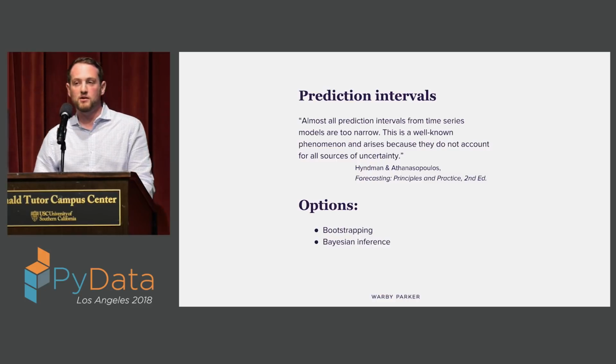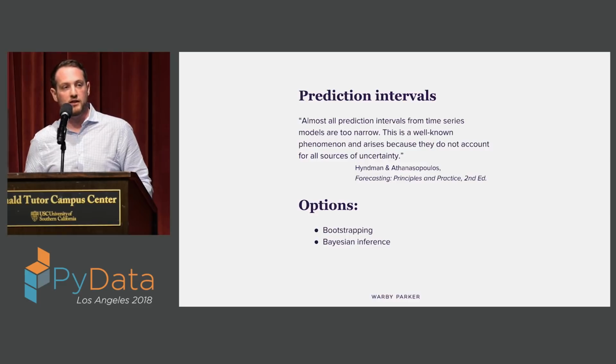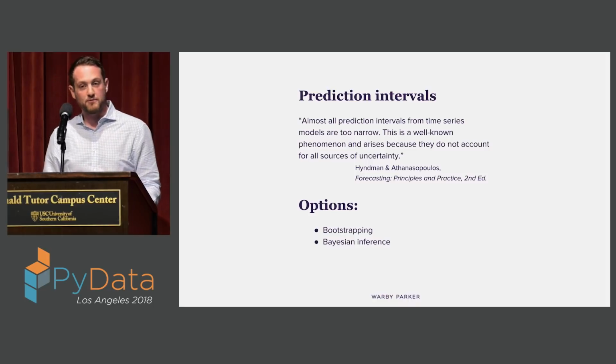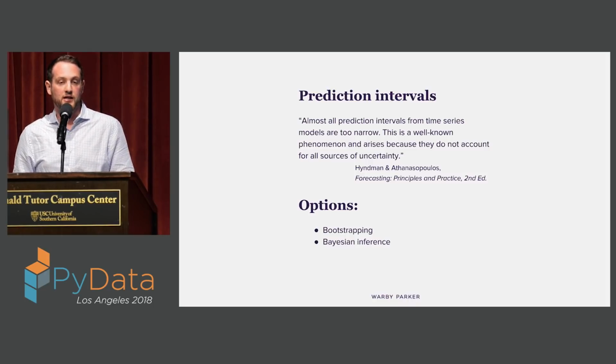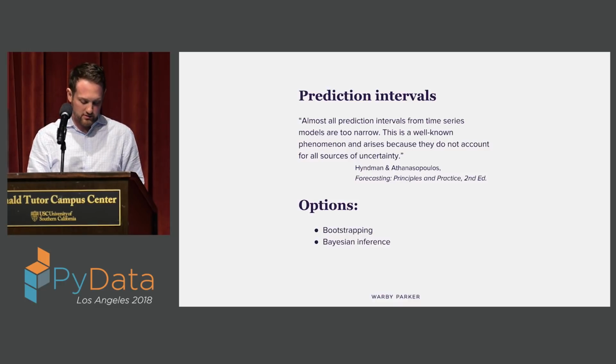One is bootstrapping, where essentially you're resampling from your training data. This is a little bit perilous for time series data because of autocorrelation and non-stationarity, right? Like, how do you resample from a time series? It's actually pretty complicated. And the other one is Bayesian inference, where instead of point estimates, you're fitting a posterior distribution for your parameters.